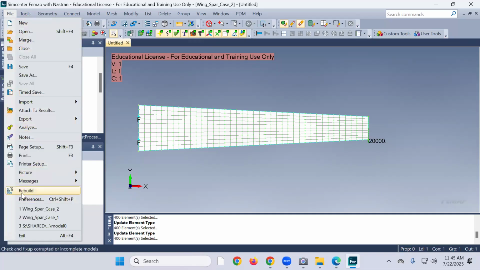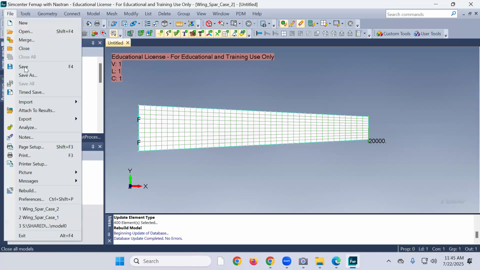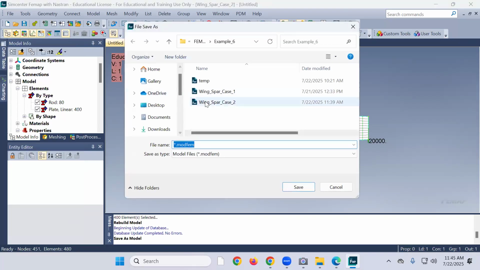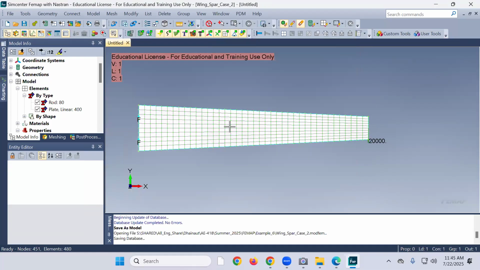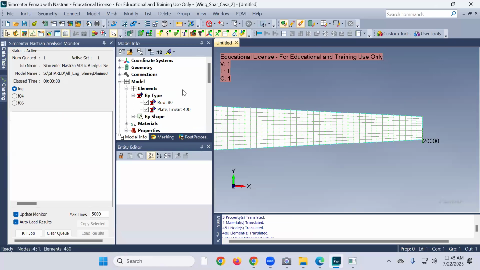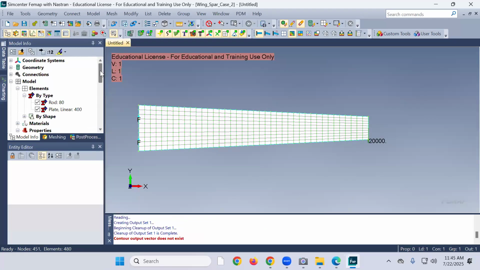So here I'm just doing this because I like to do it. I don't think it's rebuild. Yes. And do file, save as, WingSpark case 2. I think we already call it that way. Save. Okay. And now what we're going to do is run it. Run here and pray. Okay. All right, here we go.